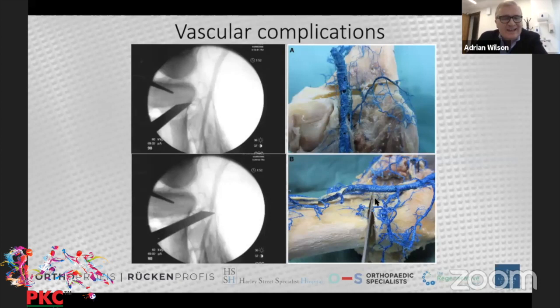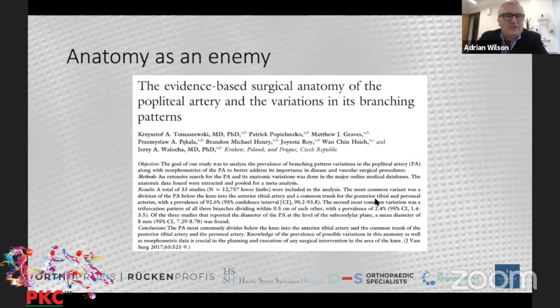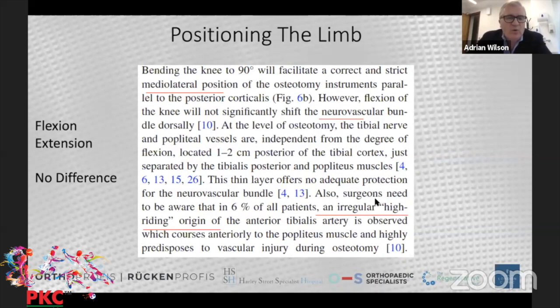And there's some nice papers out there looking at the prevalence of branching patterns that can be read at your leisure. Now, an interesting thing is, what is the safest position to have the knee in when you're cutting the bone? Is it safe in flexion or is it safe in extension? And actually, it makes no difference because the vessels are in a very fixed position and don't move according to how you bend and extend the knee. So it doesn't really make any difference whatsoever.